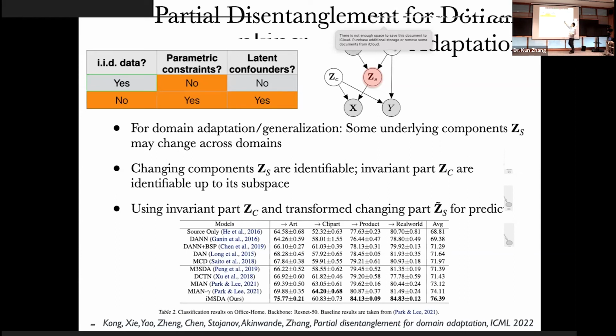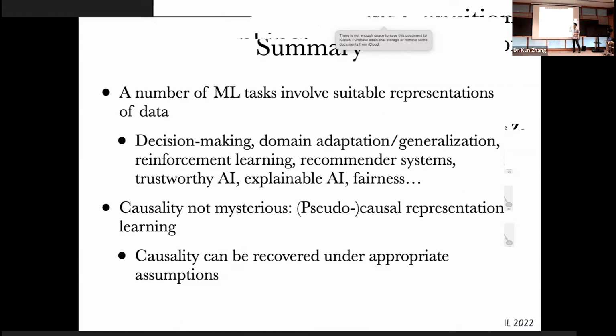And then we show that in this case, we can recover the changing factors uniquely, and we can recover the subspace of the invariant part. Given that, we can immediately have the identifiability of the joint distribution in the target domain, and then you can do domain adaptation. It's very interesting because in many cases, only a few factors actually change across domains. Now you can locate those factors and make use of their changes and do adaptation. Okay, so I will skip the result.